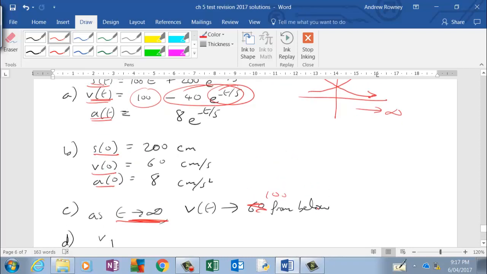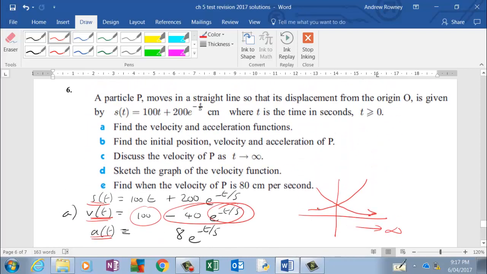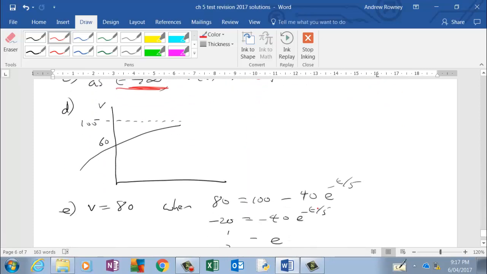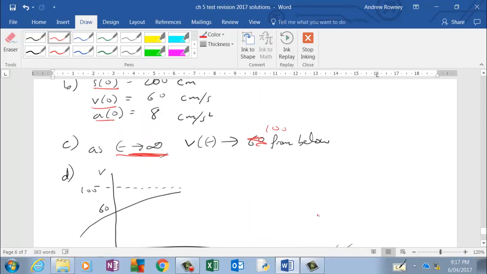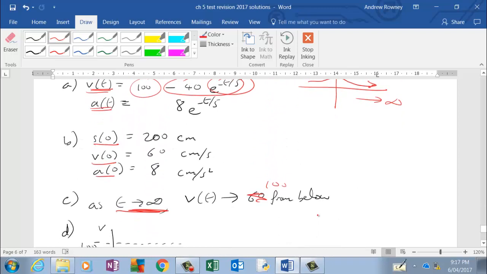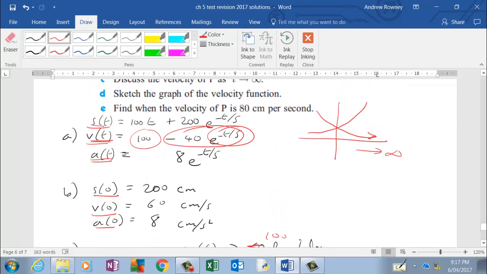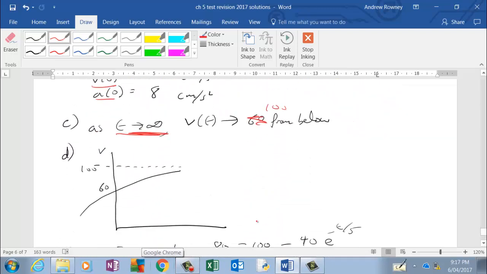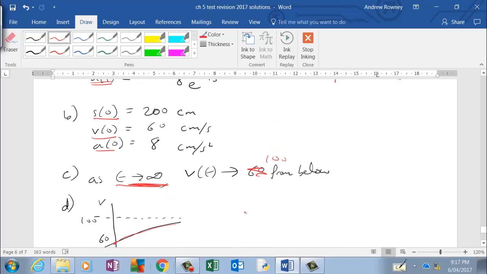Okay, next one, d, sketch the graph of the velocity function. So we know it goes towards 100, and also it starts at 60, initial condition, so we head it up like that towards 100, the asymptote.